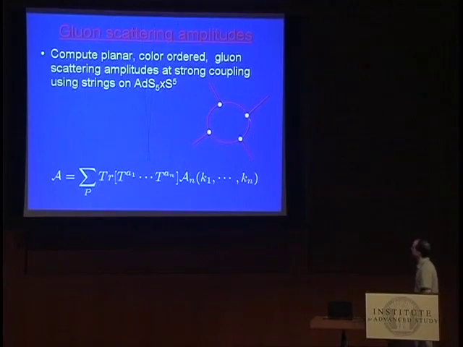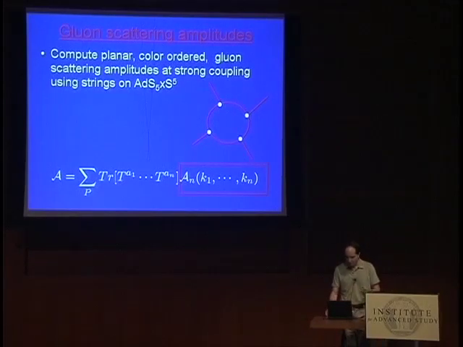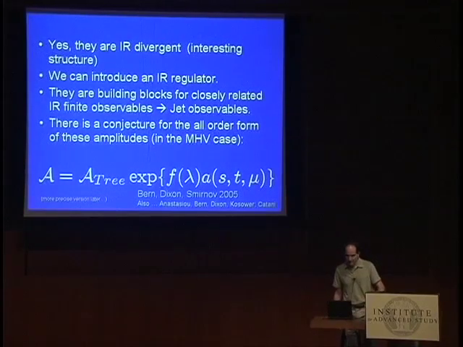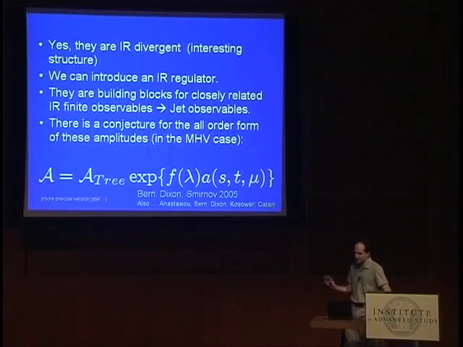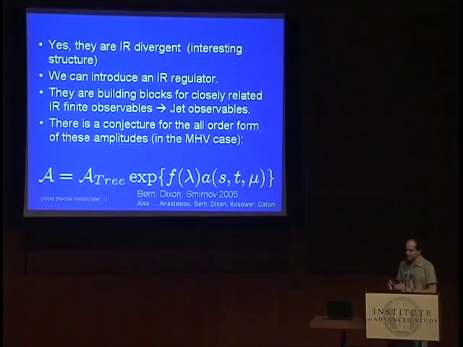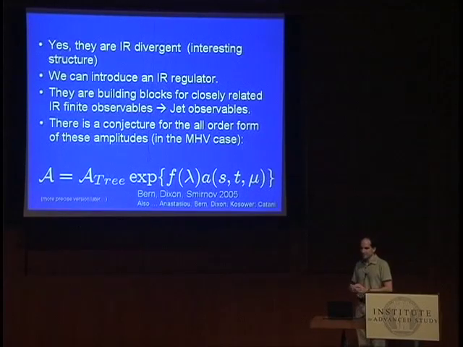This is the object we'd like to compute, and we'll try to compute it using strong coupling in AdS. In particular, the object we are going to compute is this function, which has no explicit color indices. We are dealing with a conformal field theory, and these amplitudes are going to be infrared divergent, and these infrared divergences have an interesting structure, which I'll discuss later. It's very closely related to the structure of infrared divergences in QCD.